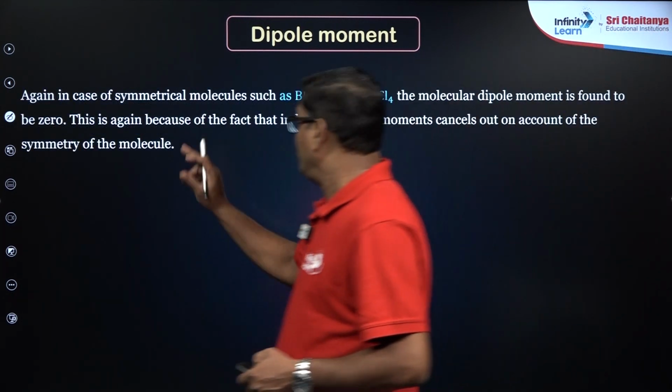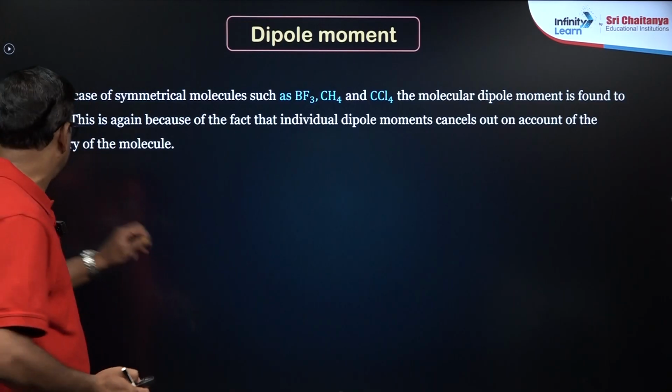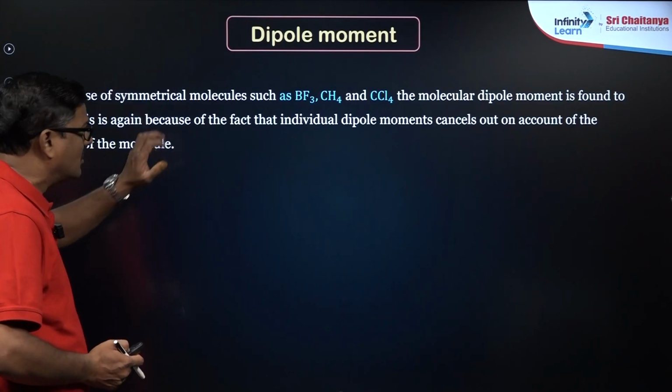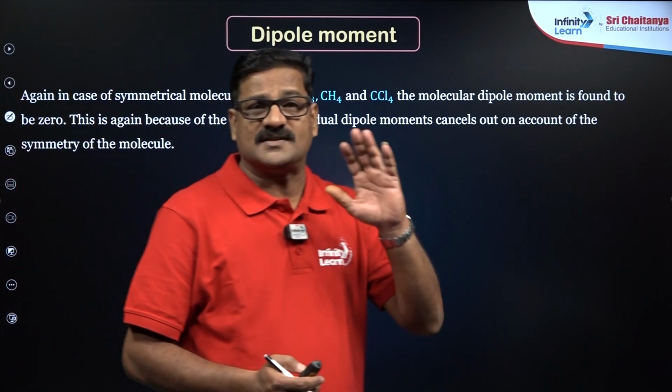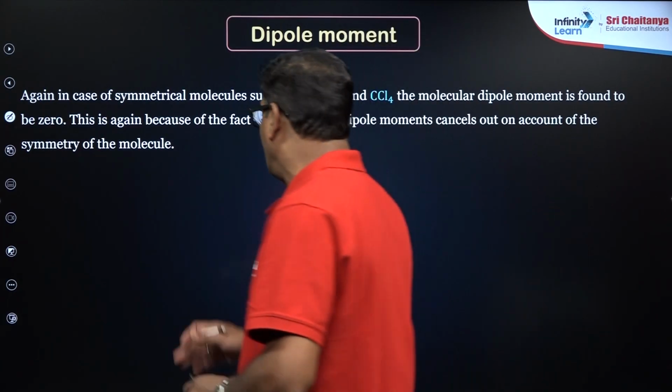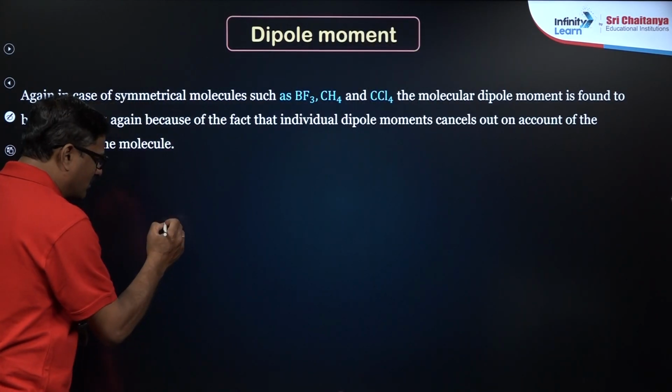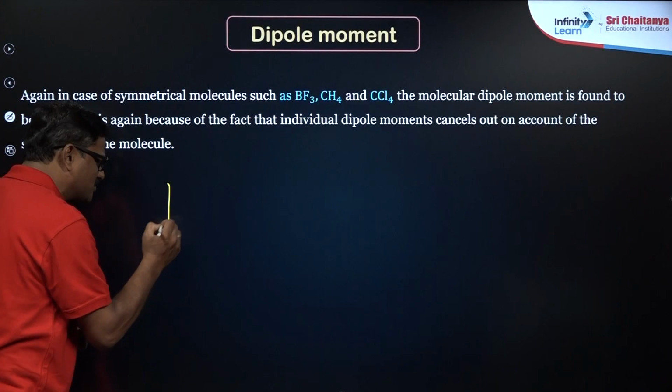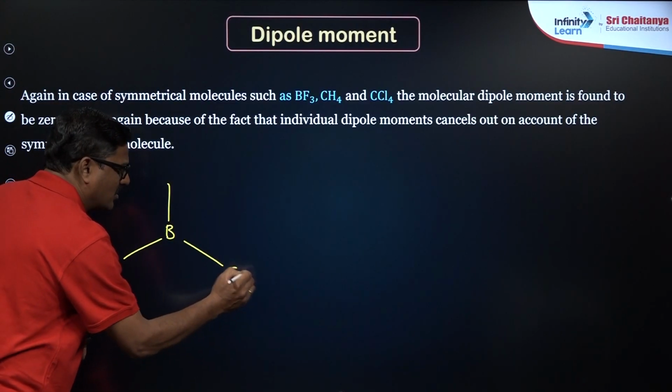Moving towards BF3, CH4 and CCl4, symmetrical molecules always have a resultant dipole moment of 0. Like we can see in the BF3 molecule, it has a planar trigonal geometry.